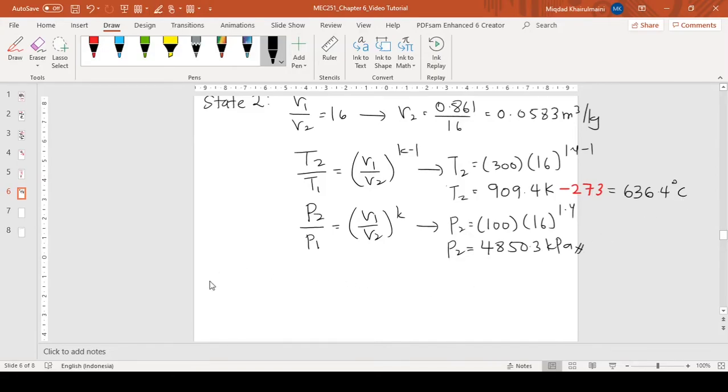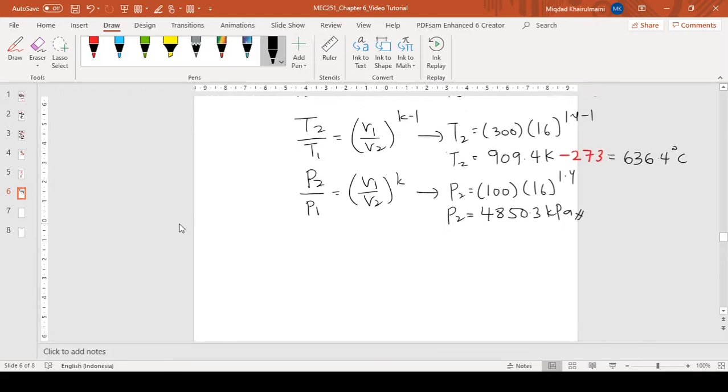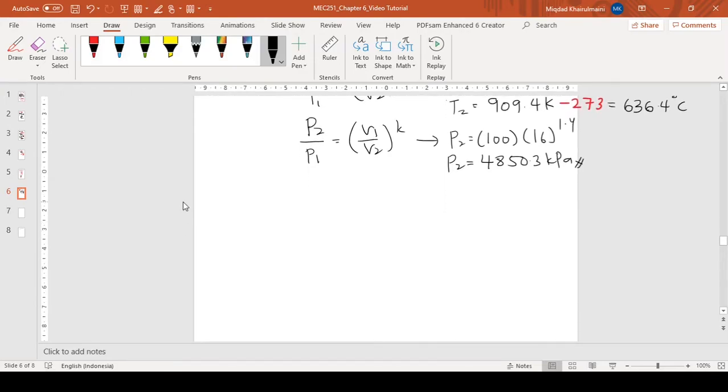Okay, next we go to state 3. For state 3, we already have the temperature, 1300 degrees Celsius, but for calculation we have to change it into Kelvin. To solve for the pressure at state 3, remember it is a constant pressure process, so the pressure at state 3 is equal to the pressure at state 2, so the value is the same.